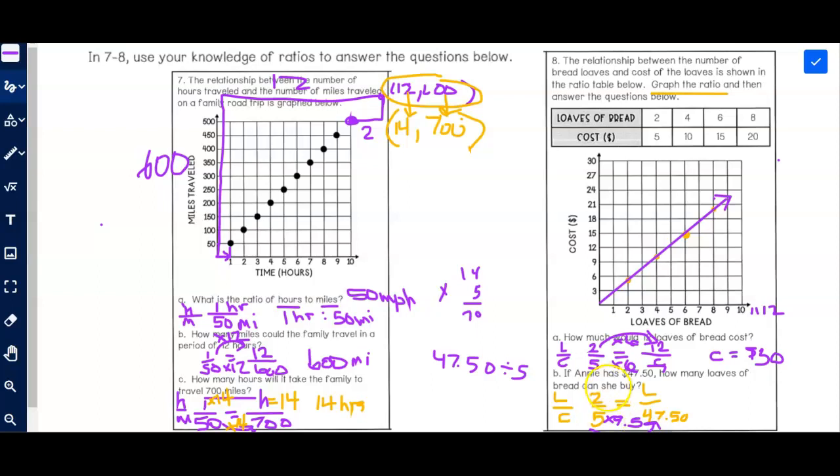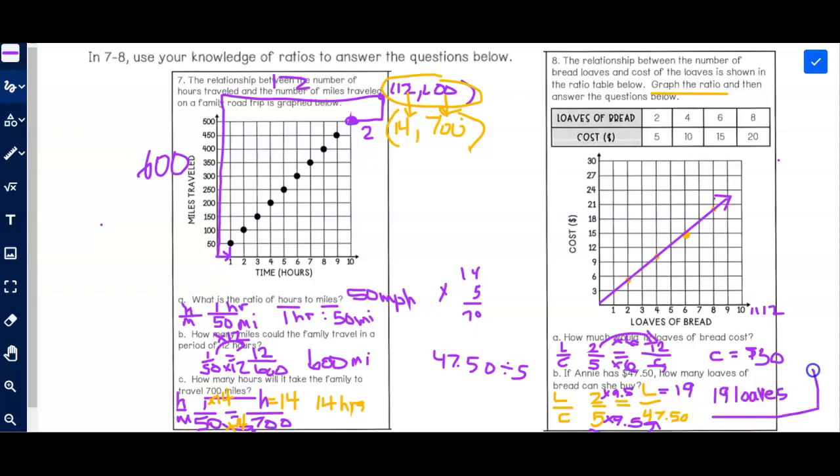So that means we're going to multiply this by 9.5. We're going to scale up how many loaves, 9.5 times more. And what we get is 19. We get 19 for that. So she can buy 19 loaves if she has $47.50. Not sure why she needs 19 loaves. Maybe she works at a sandwich shop. Buy 19 loaves to make her sandwiches.